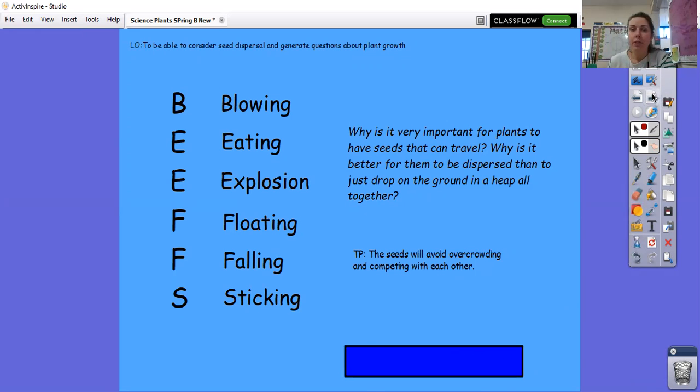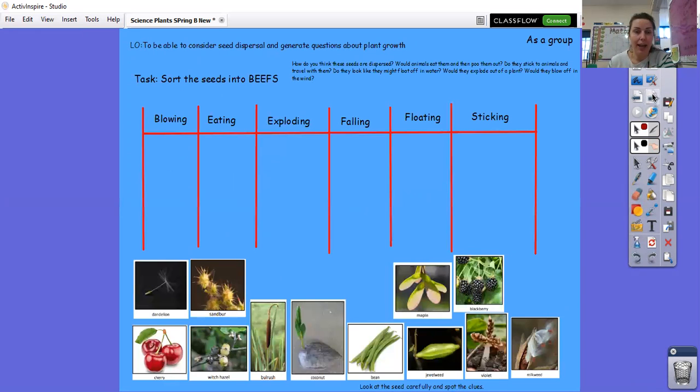So your job this week is to cut out all these pictures of different seeds and seedlings that I have got here for you. And you need to be sorting those seeds into the beefs. Okay, so we've got blowing, eating, exploding, falling, floating, and sticking.